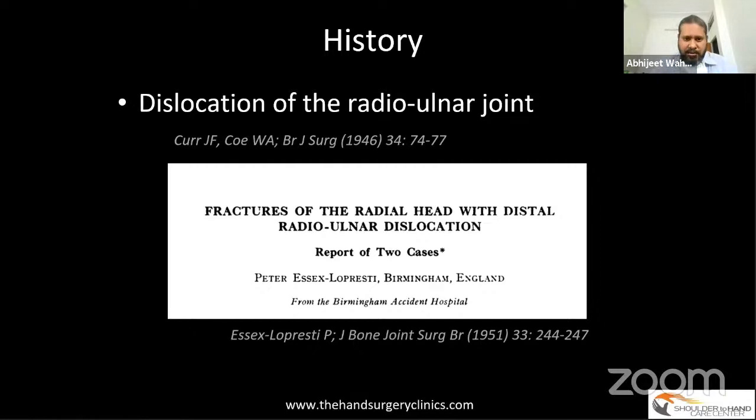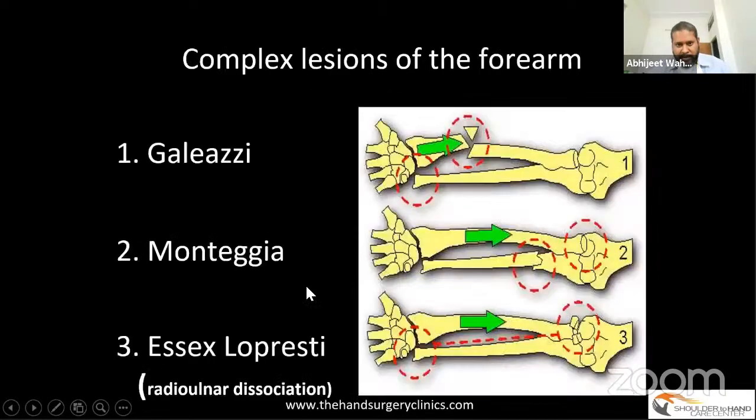So here is a history. Way back in 1946, this paper, which was published in the British Journal of Surgery, talked about DRUJ dislocation, but they perhaps did not recognize what's happening to the proximal aspect. It was later in 1951, a few years down the line, when Essex Lopresti published an article that now bears his name and is synonymous with his name, and that was fractures of the radial head with distal radio-ulnar dislocation. And he presented 2 cases in this particular paper.